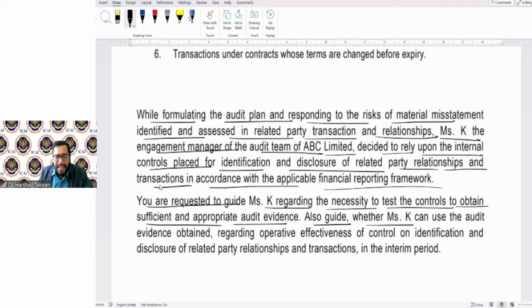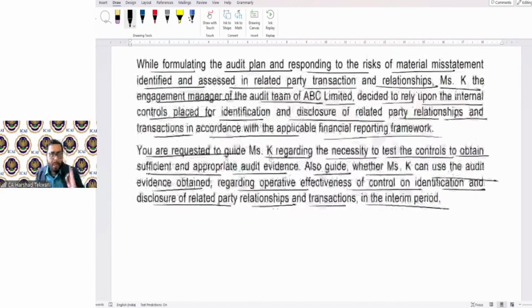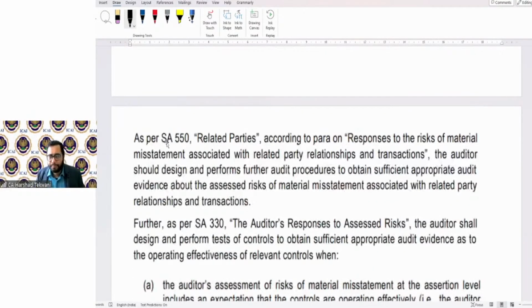Also guide whether Ms. K can use the audit evidence obtained regarding the operating effectiveness of the control on identification and disclosure of related party relationship and transaction in the interim period. See, this does not only talk about one particular standard. This is a very good portion which deals with the application of SA 330 with SA 550. Let's see.